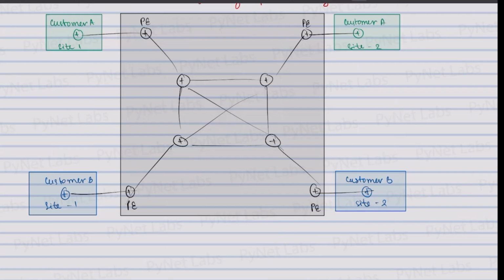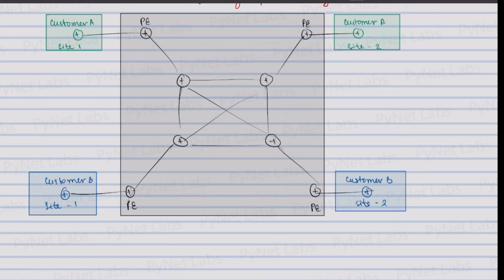So what we try to do is establish connectivity between the customer A sites together with just the help of provider edge routers. Okay. Now let's not think of MPLS right now. Let's think of one possible solution that we can implement to make customer A communicate to site 2.